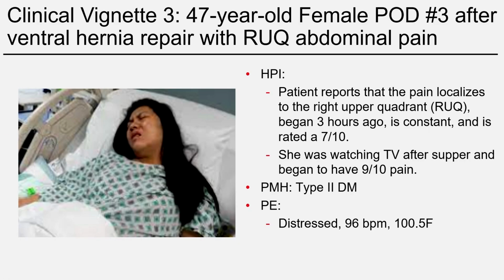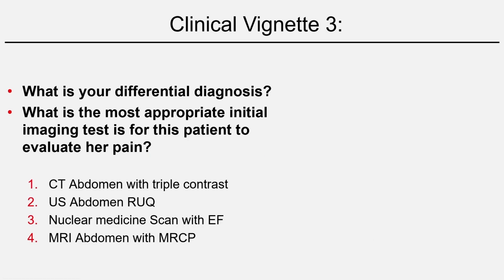The last of our vignettes is a 47-year-old female, post-operative day 3 after a ventral hernia wall repair with right upper quadrant pain that started 3 hours ago. She is rating it at 7 out of 10. She said she was just watching TV, having supper, and the pain began immediately thereafter. She has diabetes and appears distressed and tachycardic and febrile. So the question is, what is your differential diagnosis on this patient, and how would you initially evaluate it?